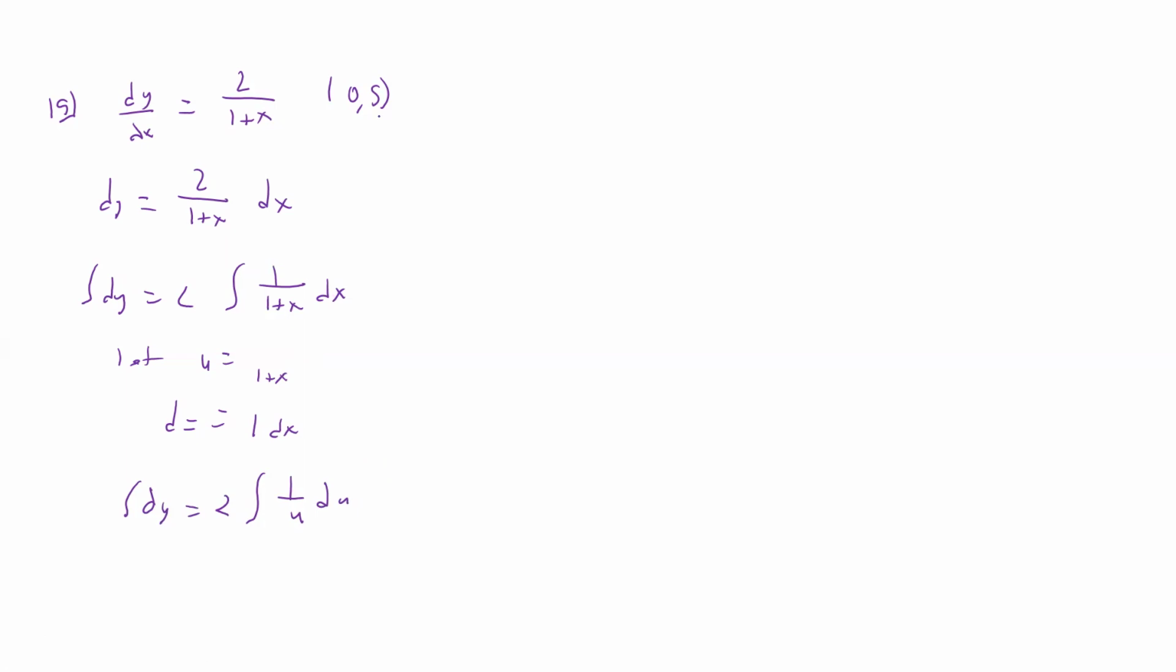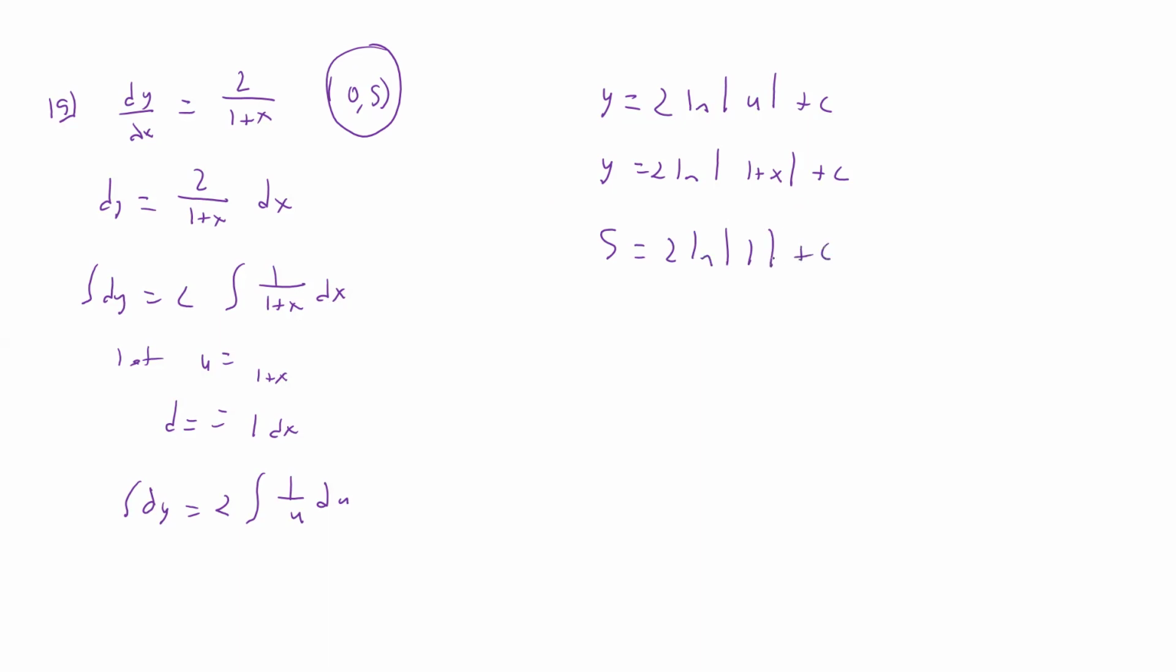Okay. Now, given that, what do we have? Well, that's going to give me y equals 2 ln absolute value of u plus c. Well, u is 1 plus x, plus c, and then that's y. And now we plug in the point, so 5 equals 2 ln, absolute value of 1 plus 0 is just 1, and then plus c. Well, ln of 1 is 0, times 2 is 0, so c equals 5. So we get y equals 2 ln 1 plus x, and then plus 5.